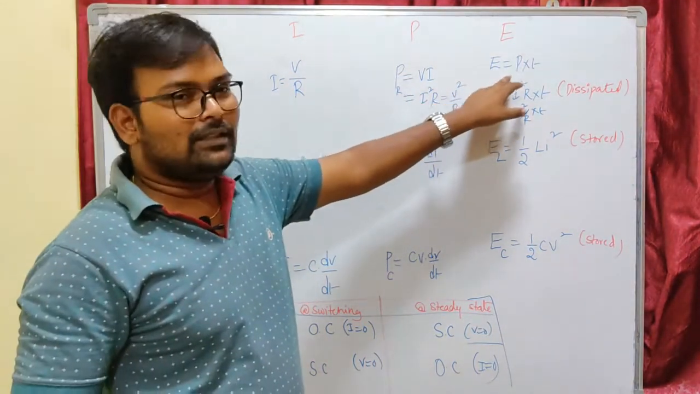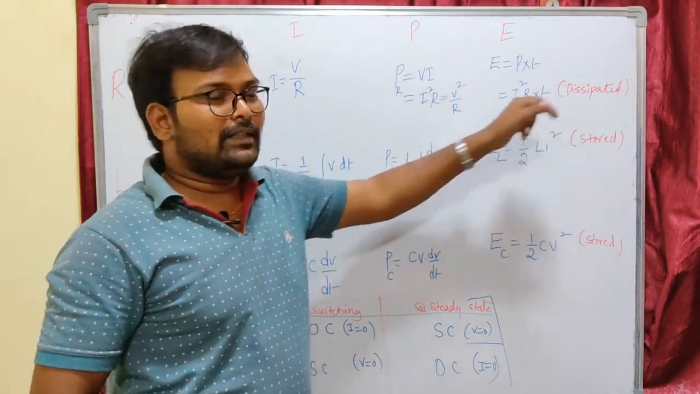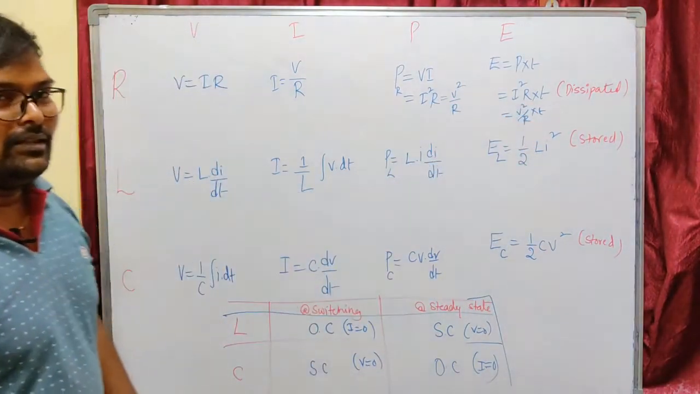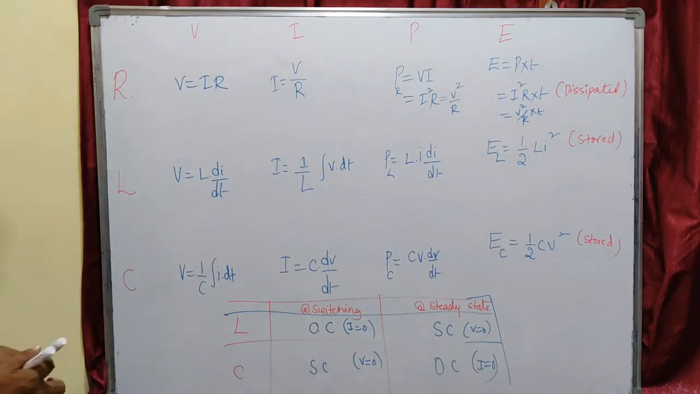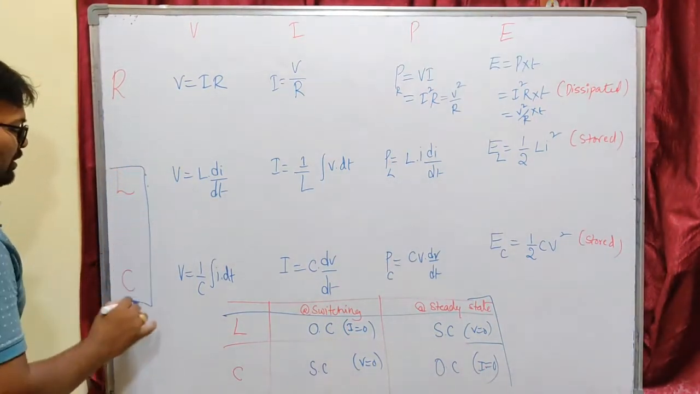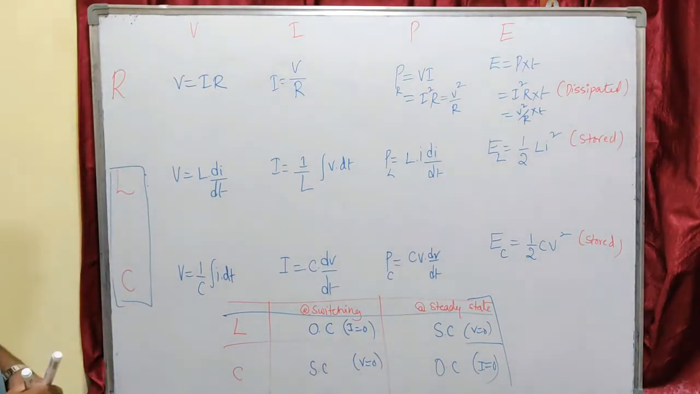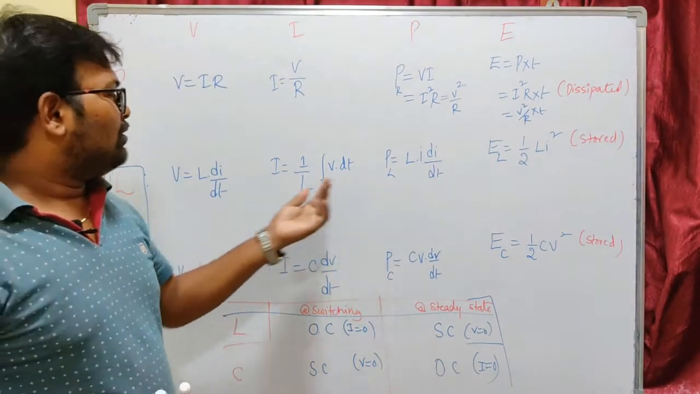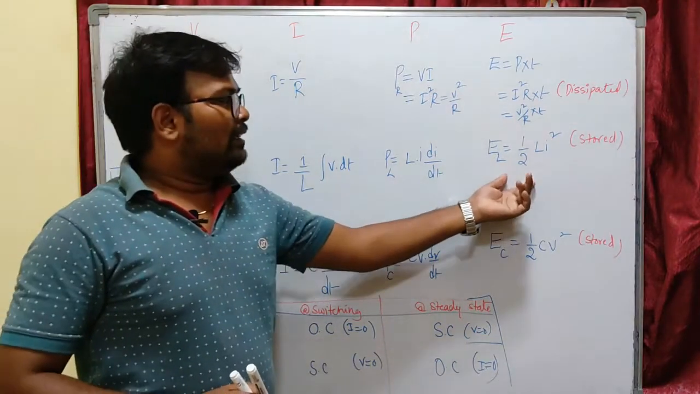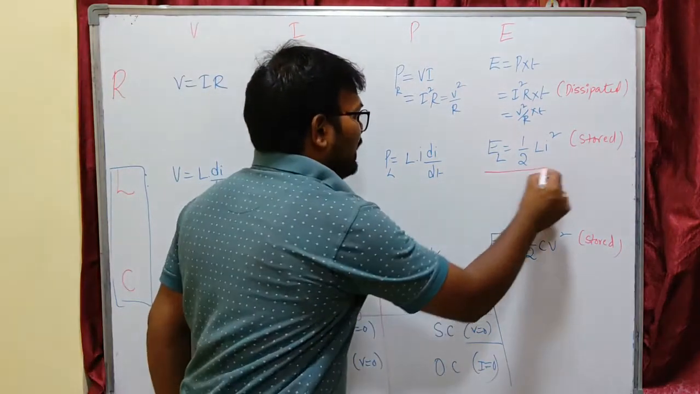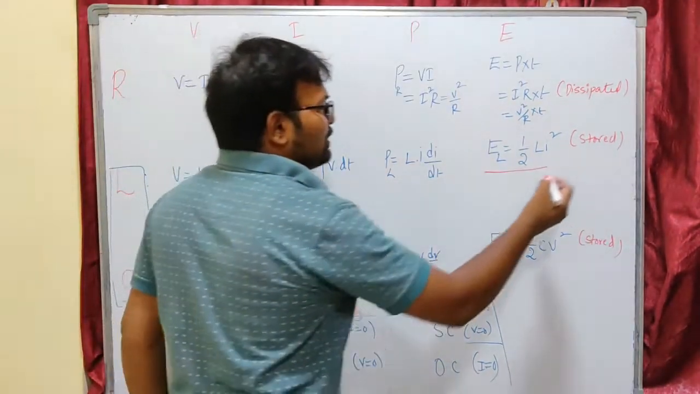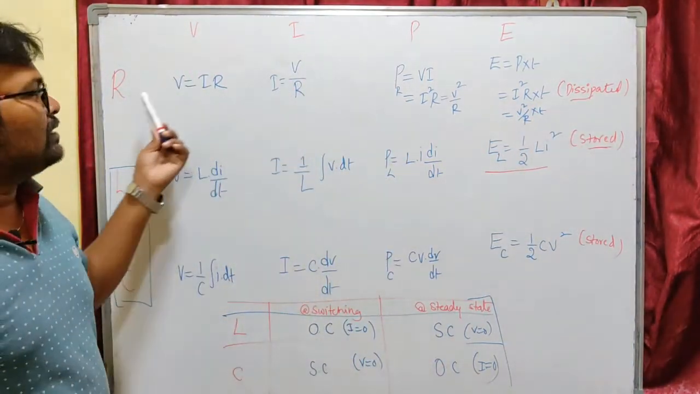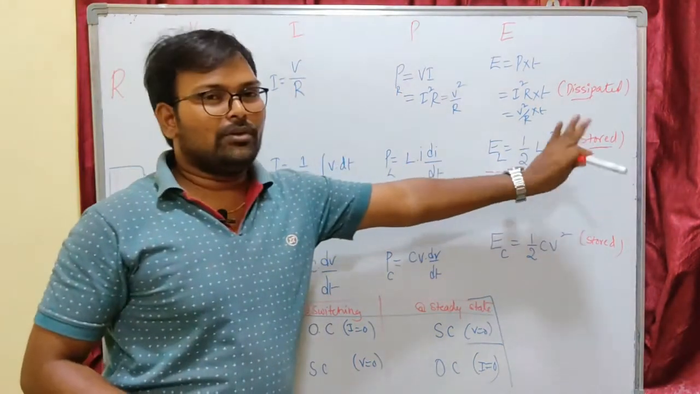Then what is the energy? Here the energy is dissipated in the case of a resistor. Energy is power into time, that is I squared R into t or V squared by R into t. That is regarding resistance. Now let us see inductance. These two are storage elements. The voltage across an inductor is V equal to L into dI by dt, and current is 1 by L into integral of V dt. Then power equals V into I. Energy stored in an inductor E_L is half L I squared. Here energy is being stored. In a resistor it is dissipated, that means energy in a resistor is wasted, but here energy is being stored by the inductor.